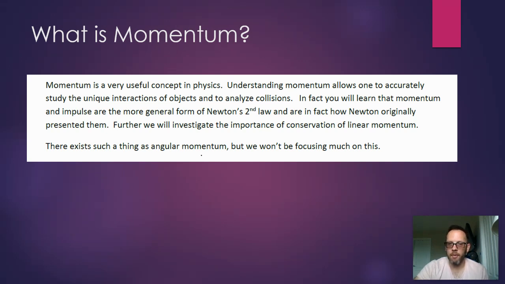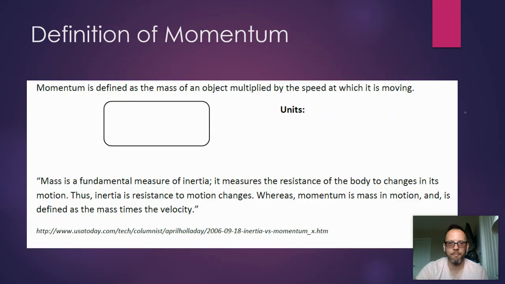Angular momentum is something that exists, and it's the momentum that a rotating body has. That is a complicated topic because you can have spherical objects that rotate, or cylindrical objects, or irregular objects too. It's complex enough that it's usually studied in a first-year physics course, so we'll be just talking about linear momentum.